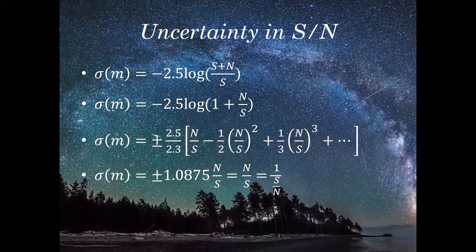ratio. Why? Because (N by S) squared and the other higher powers of N by S can be ignored, just because N by S in itself is a very small quantity. Once you do that simplification, you'll be left with plus minus 1.087 times N by S, which is nothing but 1 times N by S, which is the reciprocal of the signal to noise ratio. So the error in calculating signal to noise ratio is the reciprocal of the signal to noise ratio.